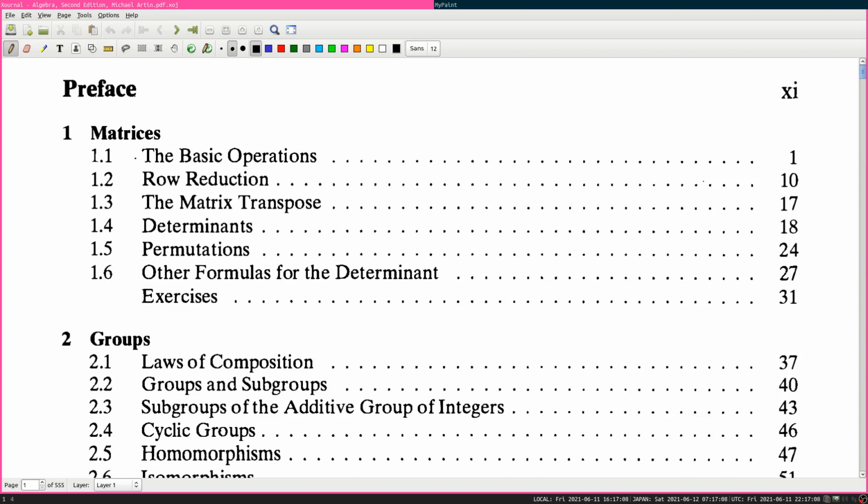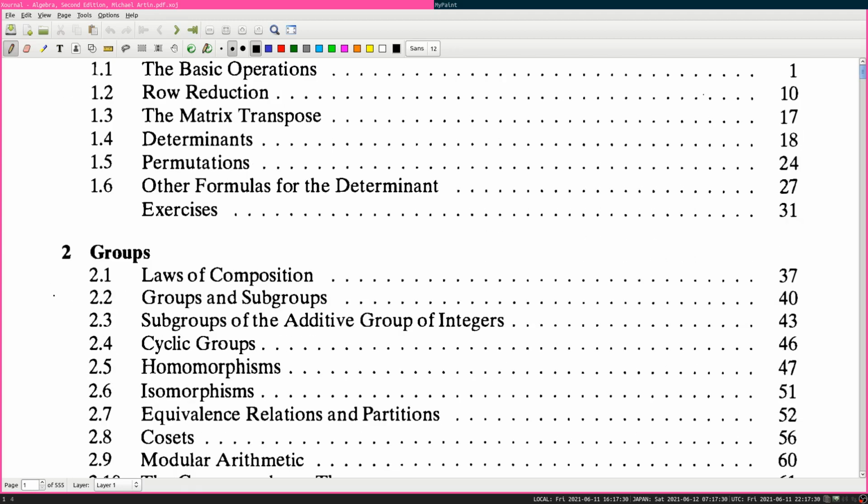We went over the basic operations, so adding and multiplying matrices. Row reduction is the process through which you can either solve a system of linear equations, which is equivalent to finding the inverse of a matrix, and we'll get into that. The matrix transpose, determinants, permutations, other formulas.